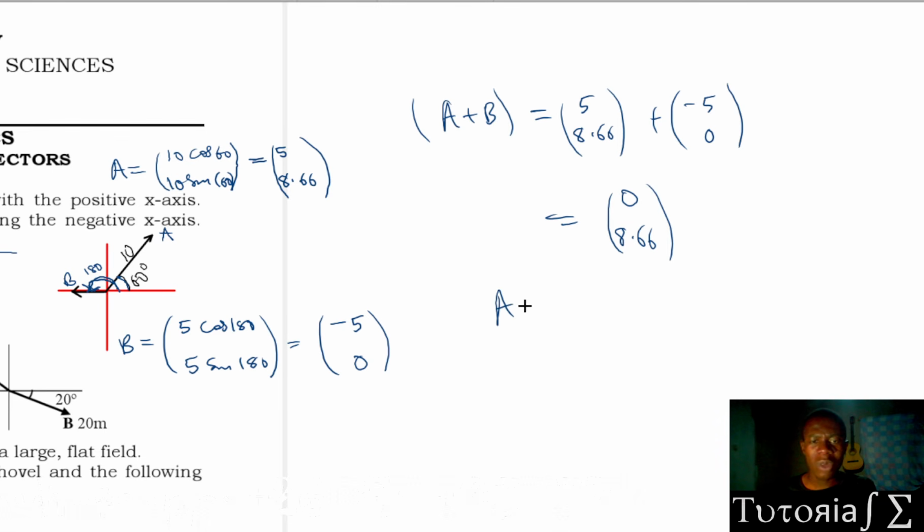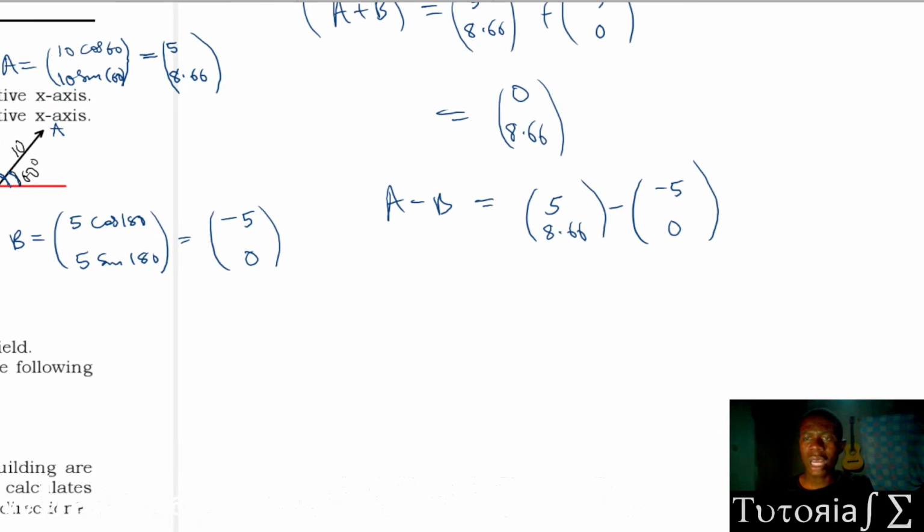For the same reason, when you have A minus B, you start with your A here. Your A is 5, 8.66 minus your B, which is -5 and 0. So you do the subtraction there. That will be 5 minus -5, so that will be 10. Then 8.66 minus 0, that will be 8.66. So that is your subtraction.